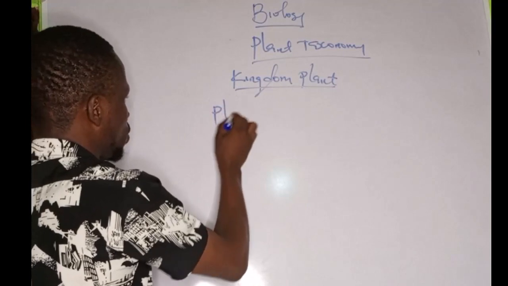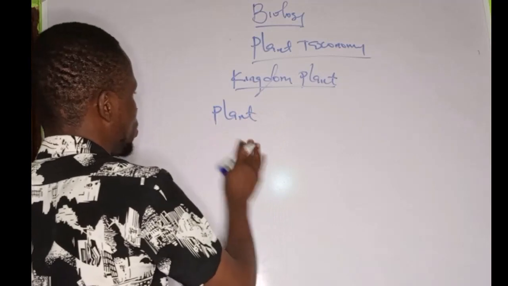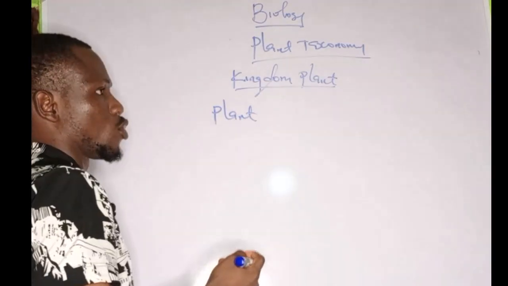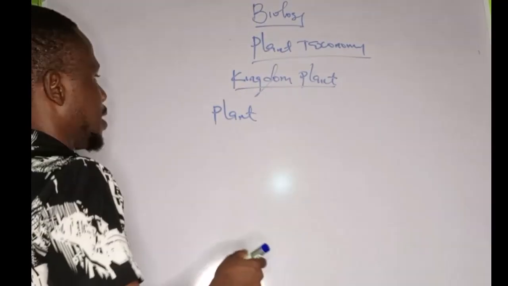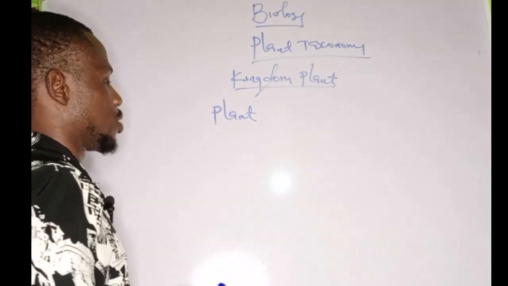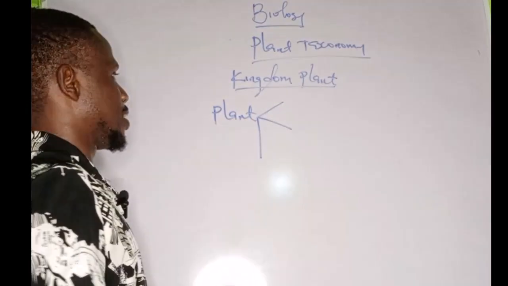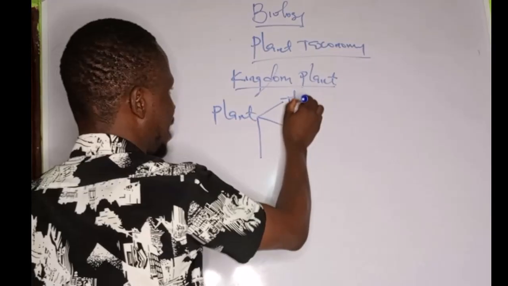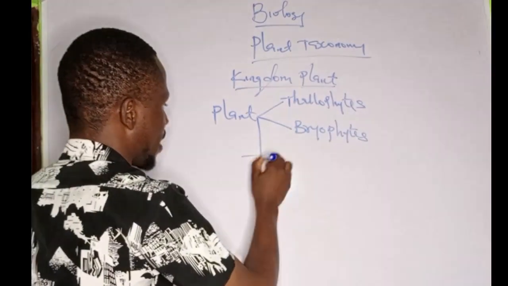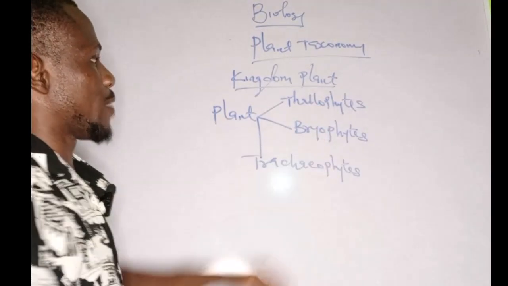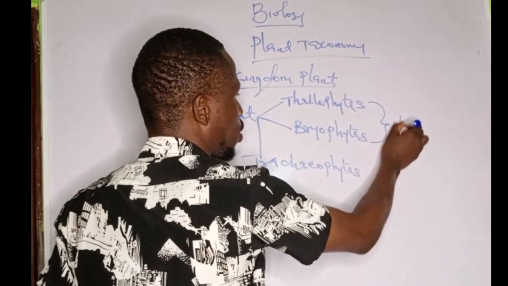Plants have a general feature which we know as autotrophs. They produce their food by themselves. Organisms that produce their food by themselves, that have a green pigment called chlorophyll or the presence of chloroplast, are generally classified as plants, and these organisms are non-motile. The different divisions of plants are basically classified into 3 major divisions: the thallophytes, the bryophytes, and the tracheophytes.